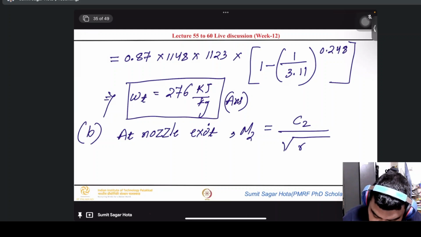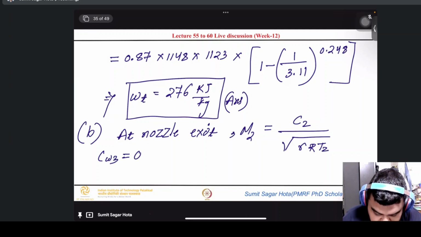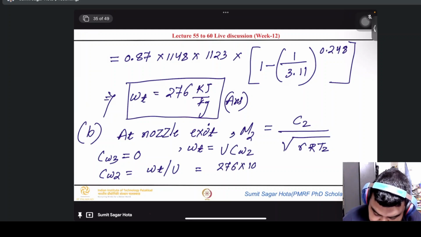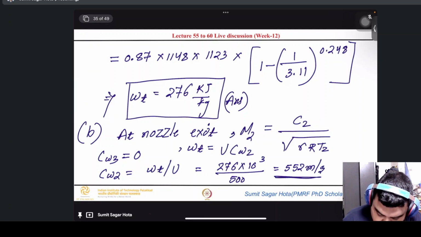square root of gamma R T2. Okay, Cw3 is 0, Cw2 equals W by U, and what is W? U into Cw2. Okay, so what is Cw2 now? Convert it into joule per kg, multiply 10 to the power 3 divided by U which is your 500, so the answer is 552 meter per second. This is Cw2.